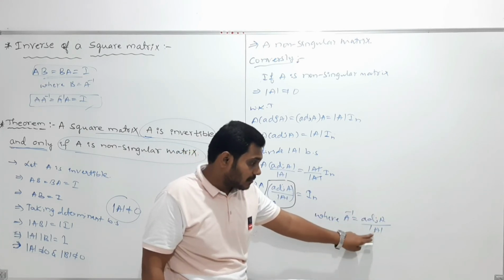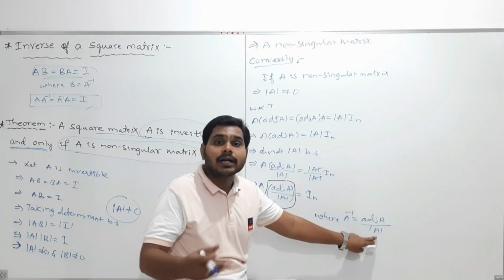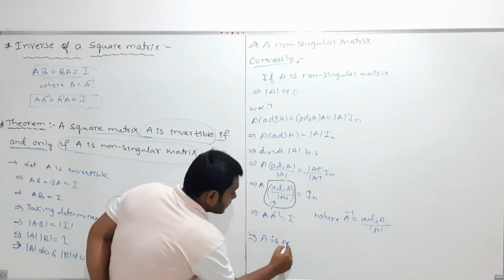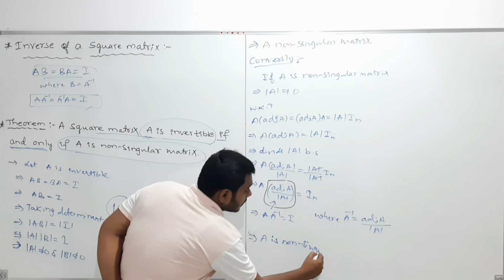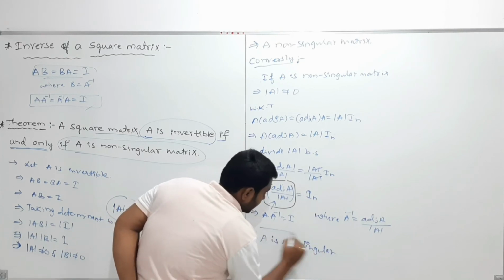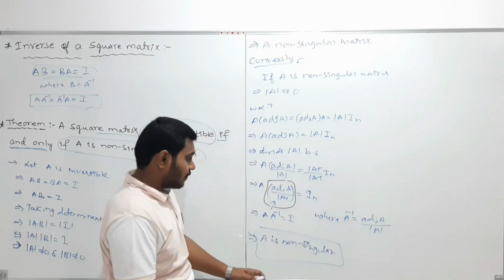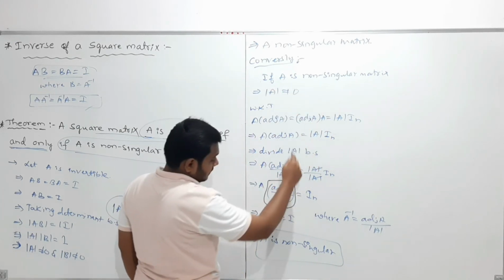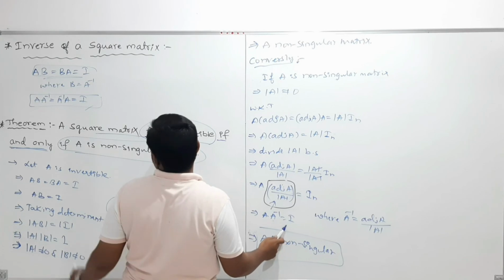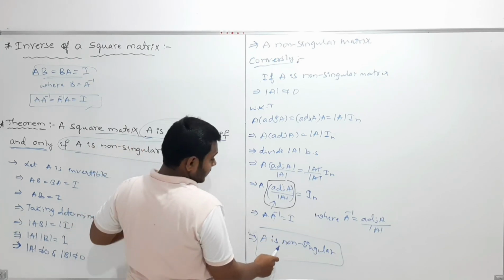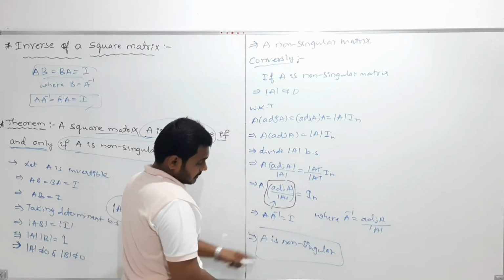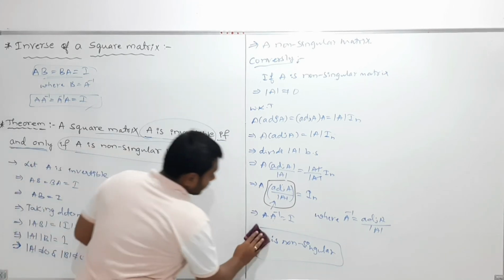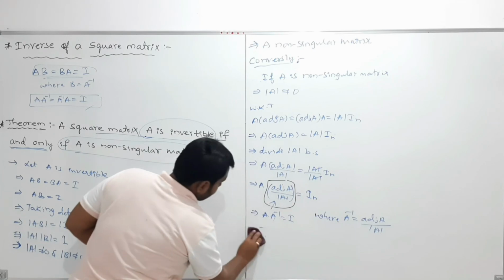So if determinant of A is never equal to 0, what does it indicate? This implies that A is non-singular. So, my dear students, if A is a non-singular matrix, then A is invertible. Usually I don't write this step, so directly you can say A is invertible.